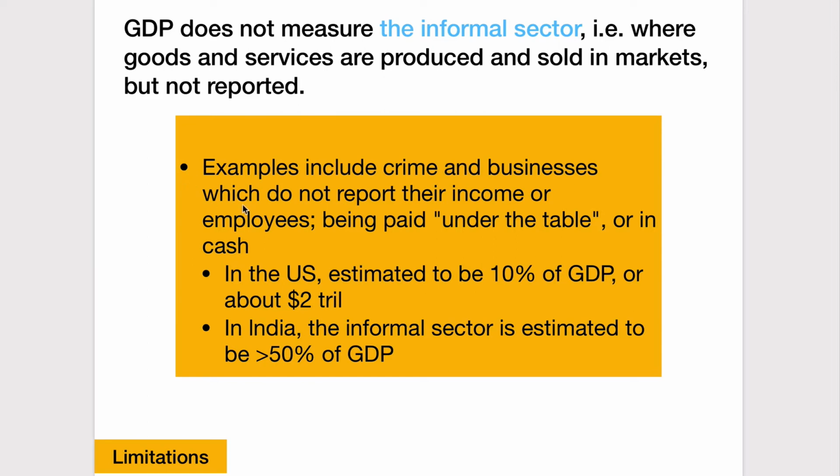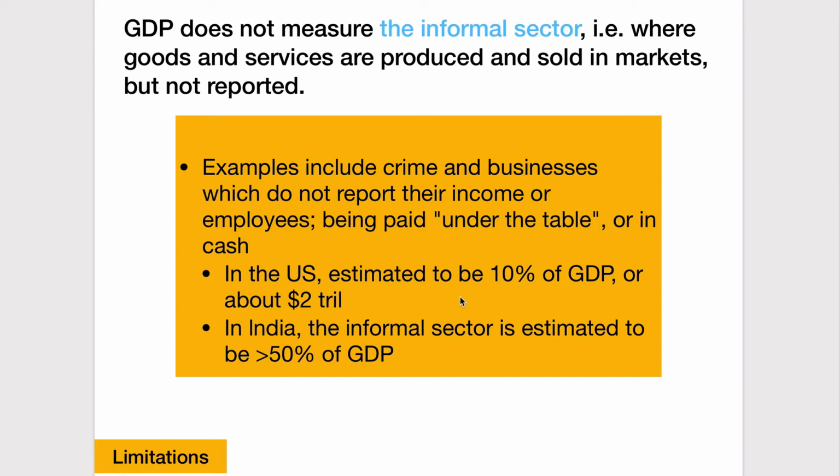Okay, so for example, crime. Businesses which do not report their income or their employees, this is illegal, but it's pretty common. It's called being paid under the table. If you get paid in cash, probably your employer is not reporting that they have an employee in order to avoid taxes. In the United States, this is estimated to be about 10% of GDP.